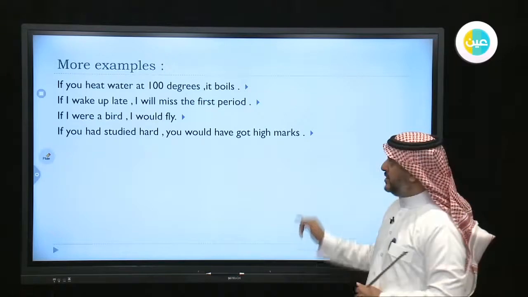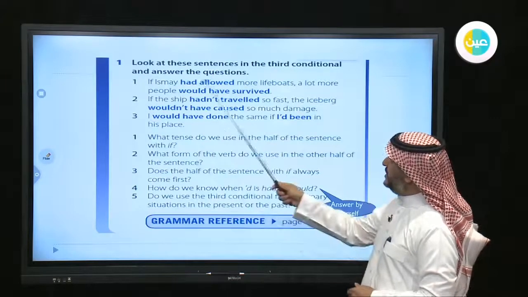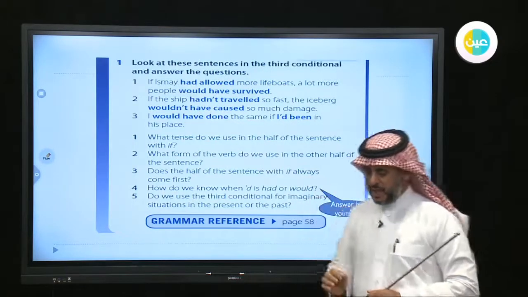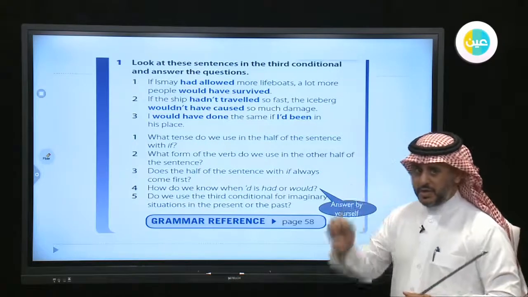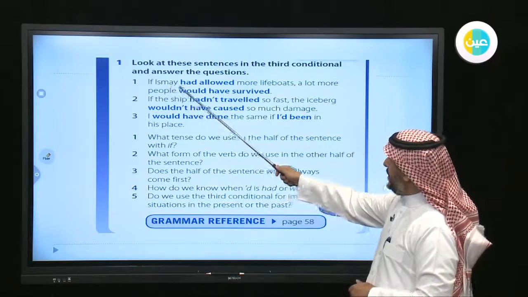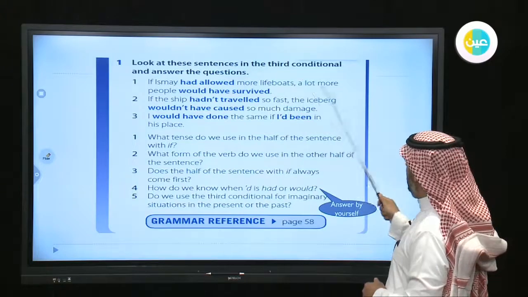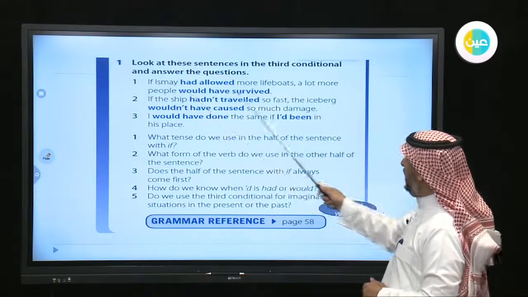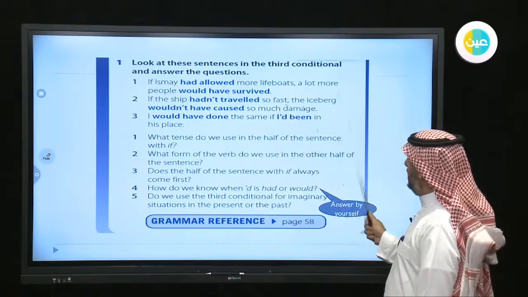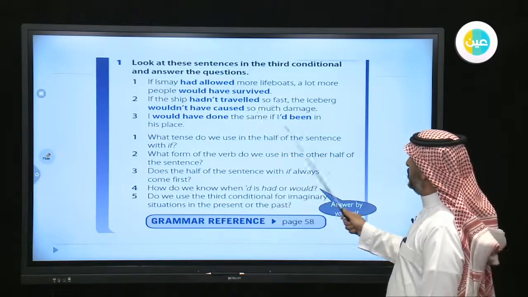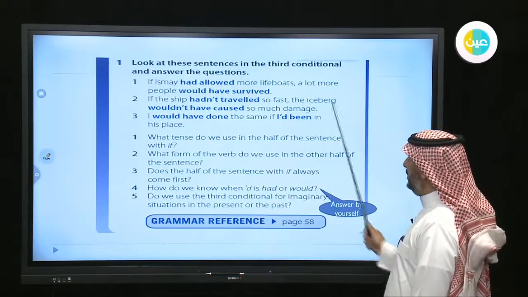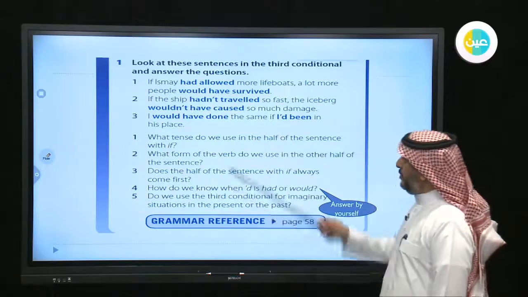This is about examples of conditionals. Look at these sentences in the third conditional and answer the questions. Remember, third conditional means imaginary situations in the past. Number one, if the ship had allowed more lifeboats, a lot more people would have survived. 2. If the ship hadn't traveled so fast, the iceberg wouldn't have caused so much damage. 3. I would have done the same if I'd been in his place. Now we want to match.